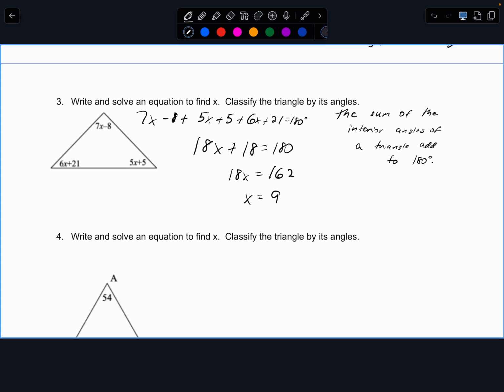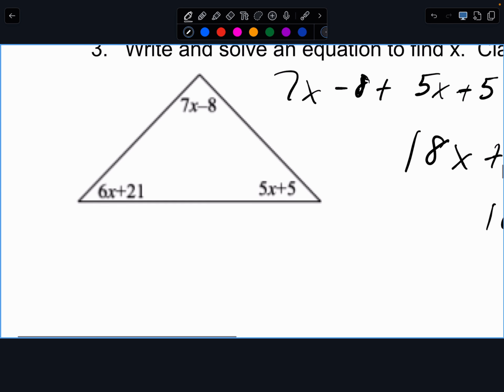Now, are we finished with this problem? No. Number 3. What else does it say to do? Classify the triangle using the angles. So we need to plug it in. I heard JC say plug it in. Let's plug it in. I'm going to just plug in where it says x. I'm going to plug in 9.